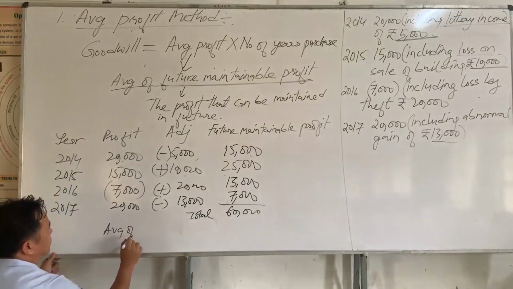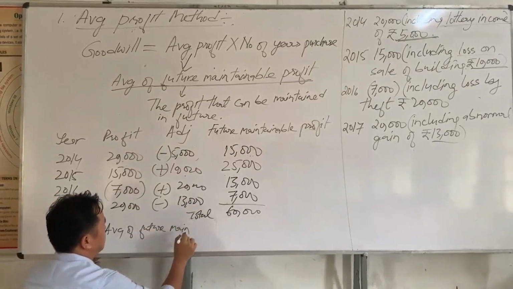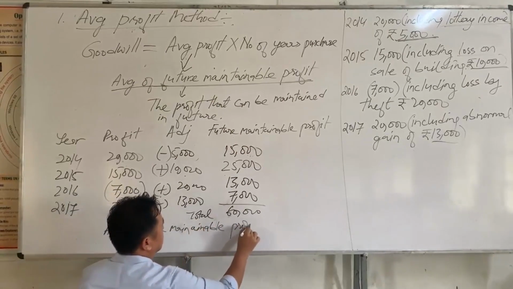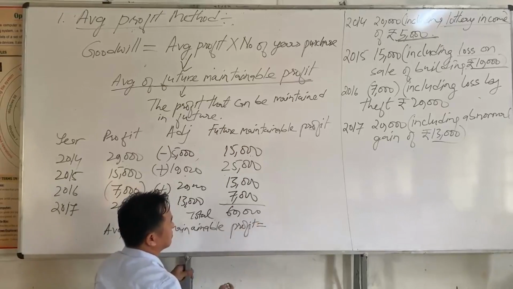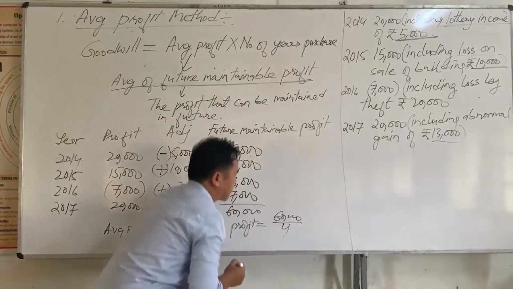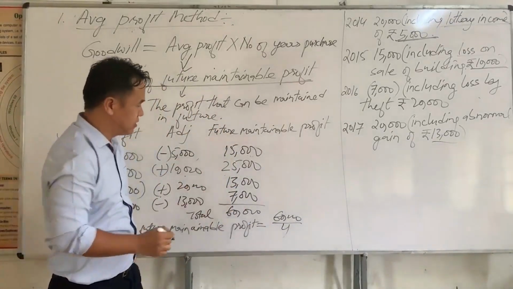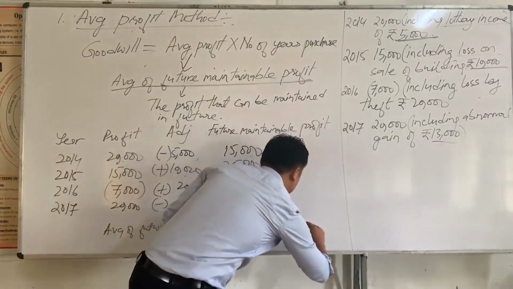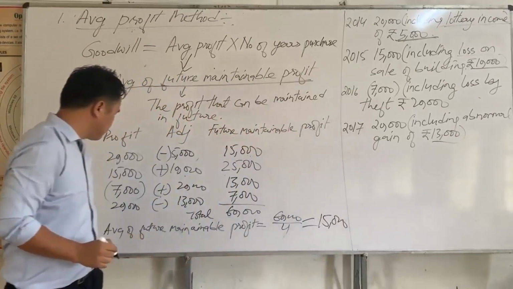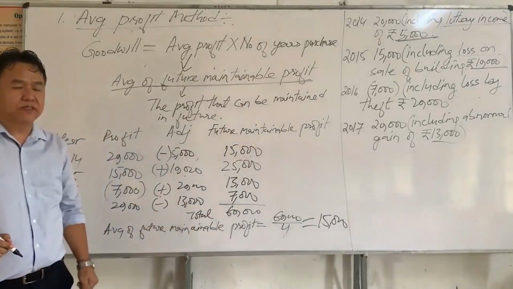Average of future maintainable profit is equal to 60,000 divided by 4. Why have we taken 4? Since we have 4 years. So if 60,000 is divided by 4, we'll get how much? 15,000. So 15,000 is the average of future maintainable profit.